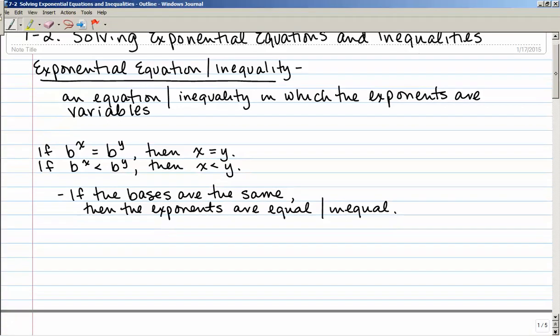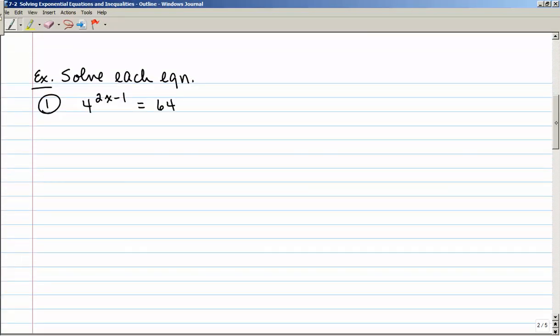So let's take a look at several examples here. Number 1 says solve this equation. So I have 4 raised to the power of 2x minus 1, and that equals 64. Remember, solving means finding the value of x that makes this true. So the key, what I'd really like to do here, is rewrite each side of the equation with the same base. So in other words, some number raised to a power equals the same number raised to another power.